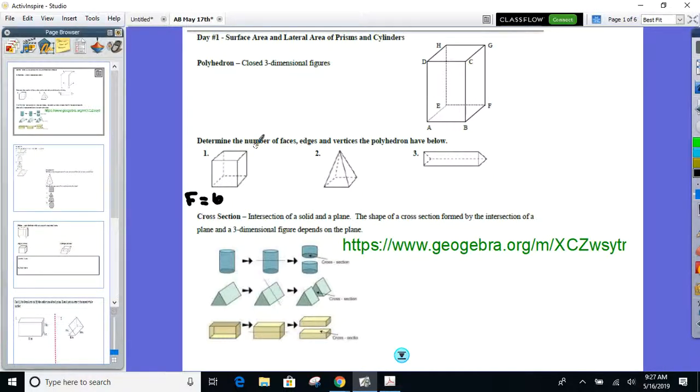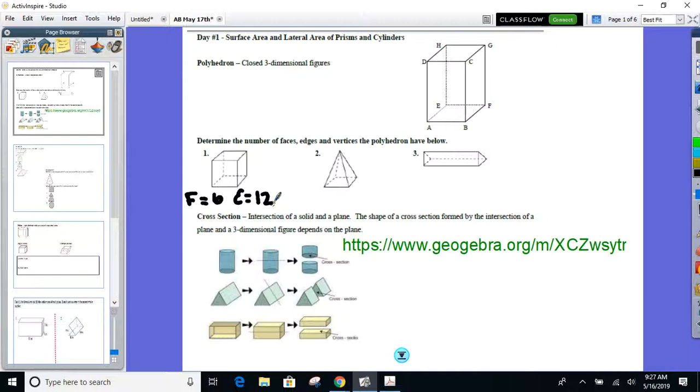Edges. Those are the segments that make up the face. So take your time right now. Don't count an edge twice. How many edges are on that cube right now? How many edges? Take your time. 12. Nice job.